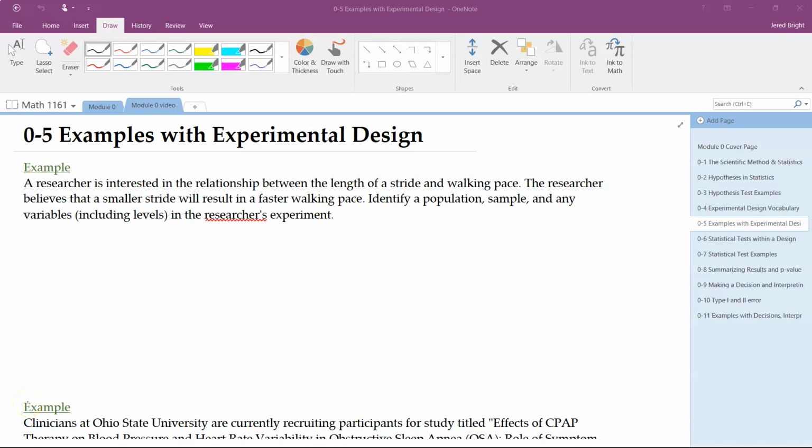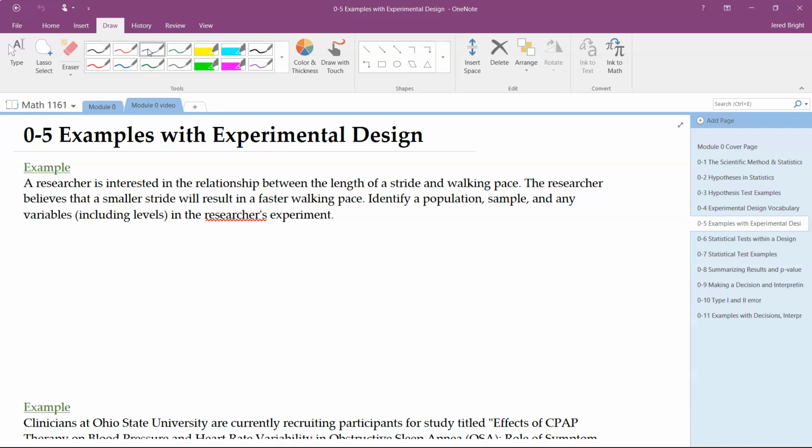Welcome back, and let's get some practice working with those experimental design concepts. Oftentimes what we're going to do is throw you into a context and see if you can determine these different things. So what is a population, sample, and variables?